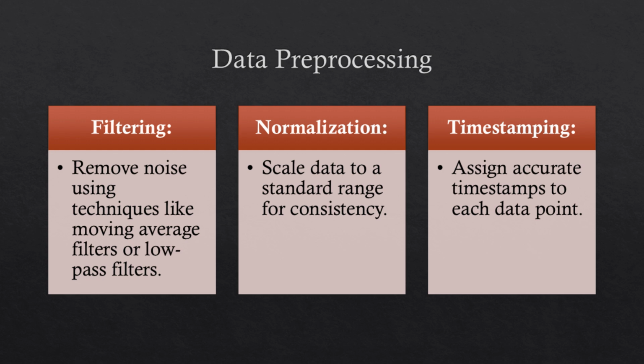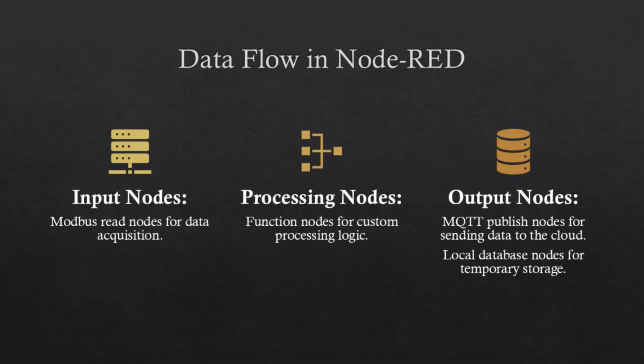Timestamping: each data point is assigned an accurate timestamp. This is critical for synchronizing data from multiple sources and for time series analysis. In Node-RED, we orchestrate the data flow through a series of nodes. Input nodes: we use Modbus read nodes to acquire data from the industrial machines.